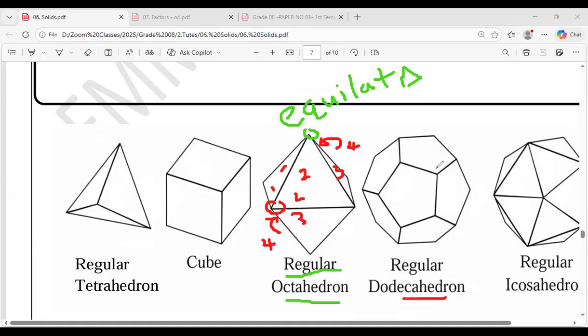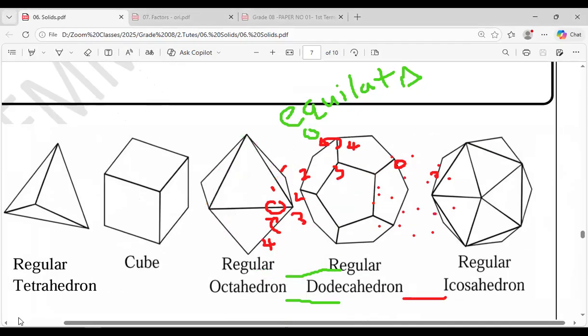Regular dodecahedron: you have regular pentagons. At each and every vertex, here 1, 2, 3, here 1, 2, 3, the same number of faces. Each and every face is a regular pentagon. If you consider this vertex, 1, 2, 3, and this vertex, 1, 2, 3, everywhere you have 3 identical pentagons. I'll clear this.